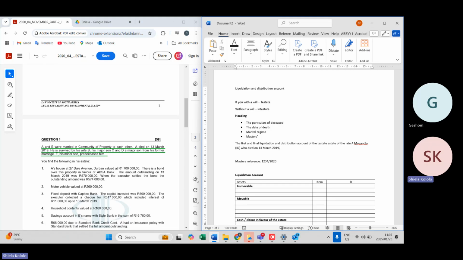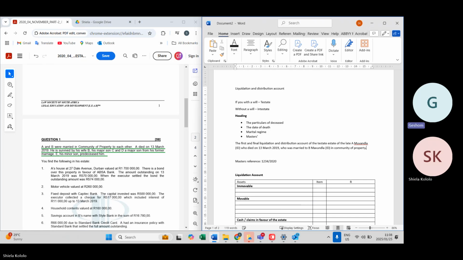And then you see that he died on 13 March 2019, who was married to B Mavundla in community of property. So when they are married in community of property, it is advised that you also state the name of the spouse that they are married to, as well as the spouse's ID number. So you see here, this is the wife. I'm putting her here with her ID number, who was married to B Mavundla in community of property.